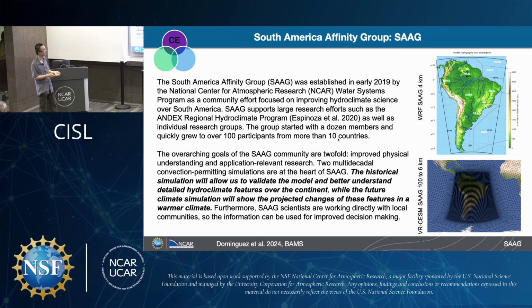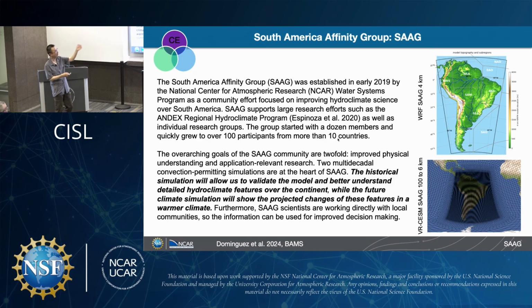Now we have more than 100 participants from more than 10 countries, probably getting to 20 nowadays. And the key question is the simulation. The historical simulation will allow the community to validate, model detailed hydroclimate features over the entire continent, and hopefully to study the future impact of that.